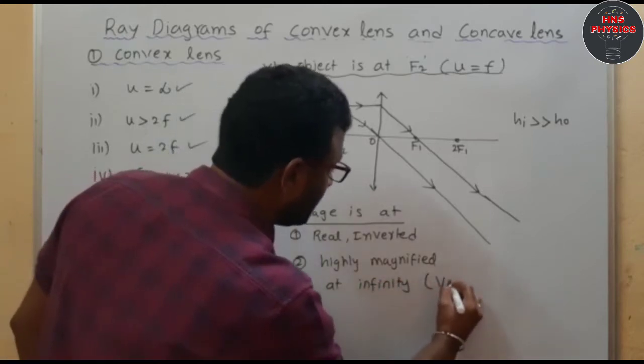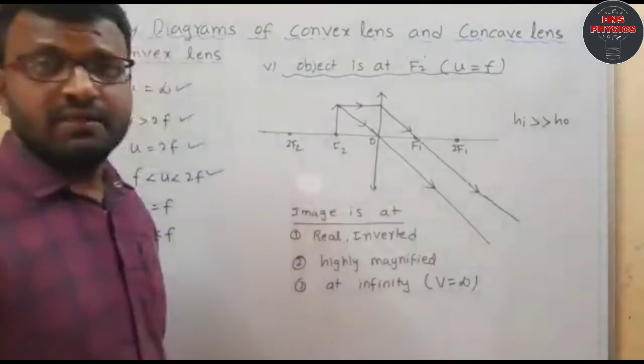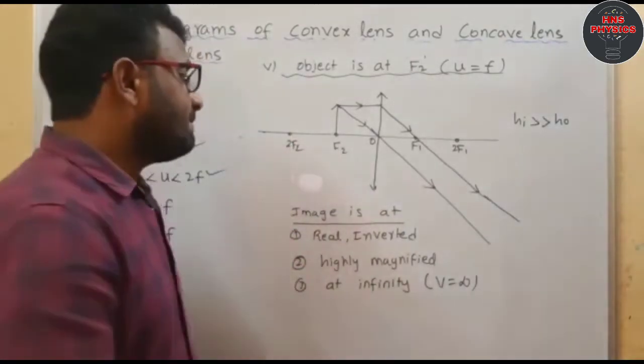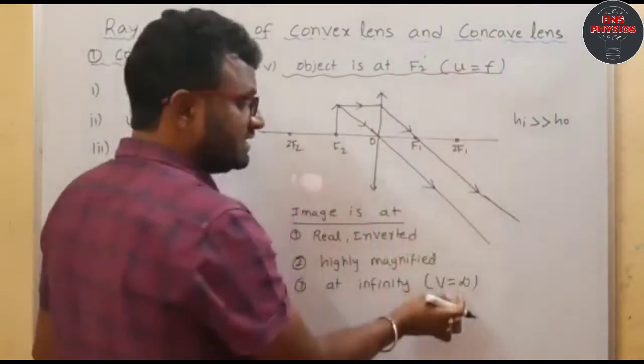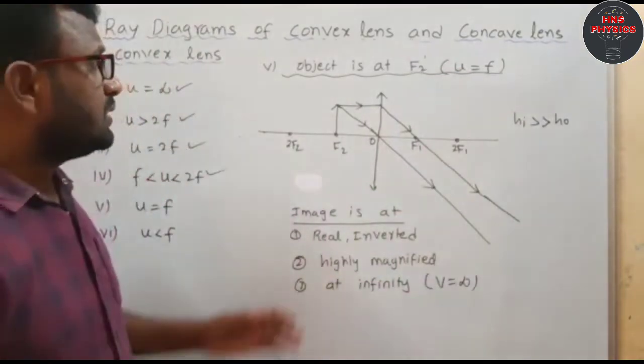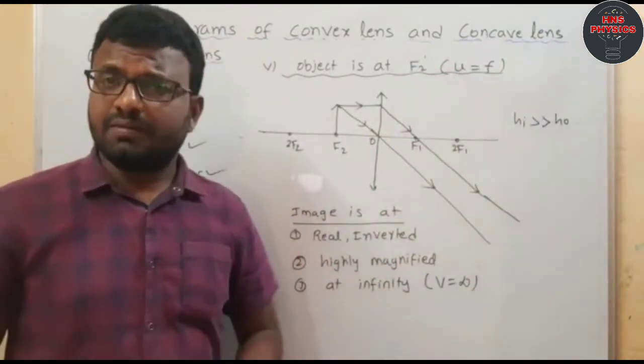So that means v equals infinity. When the object is placed at u equal to f, the image is formed at infinity. So this is the fifth one. Right, come to the sixth one.